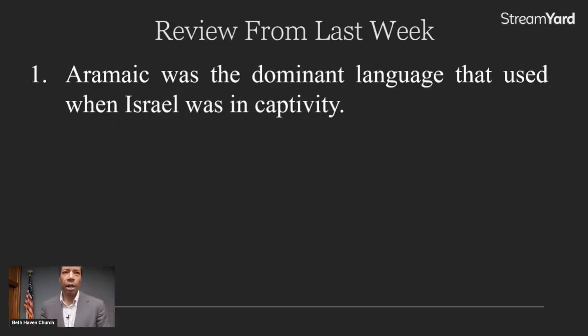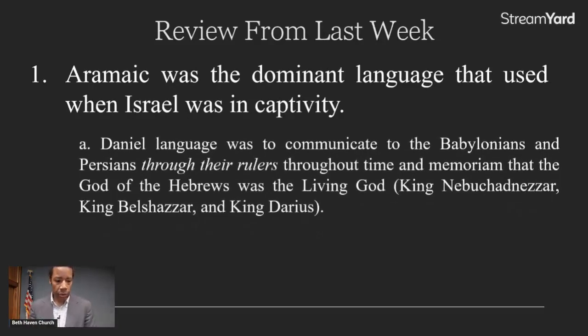all over the place. The language of the Jews, that is Hebrew, was more regional, whereas Aramaic was widely used everywhere within the known world at that time. Daniel's language was to communicate to the Babylonians and the Persians through their rulers. If Daniel wrote in Aramaic, maybe that would get some traction. If this is about Nebuchadnezzar, the king of Babylon, his influence is even greater than Daniel's, right?